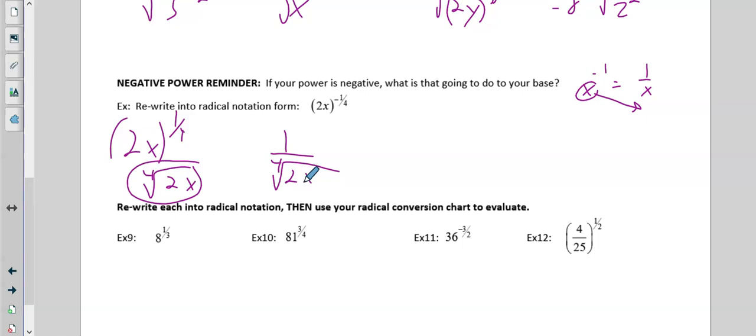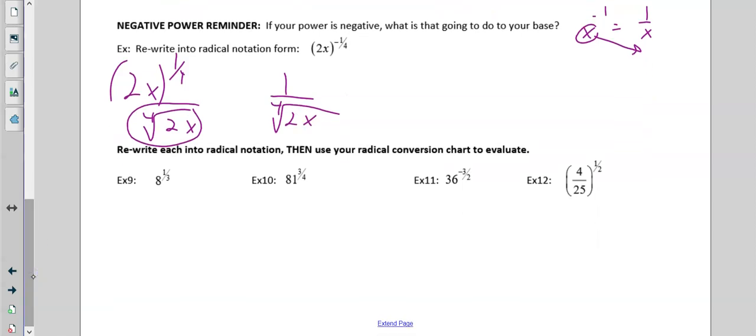So we evaluate it the same way. We rewrite it the same way. Okay? We just put it down underneath 1. That's it. Okay. So 8 to the 1/3. So 8 is going to go here, and that's basically a cube root. And then using our chart, the cube root of 8 is 2. Okay?